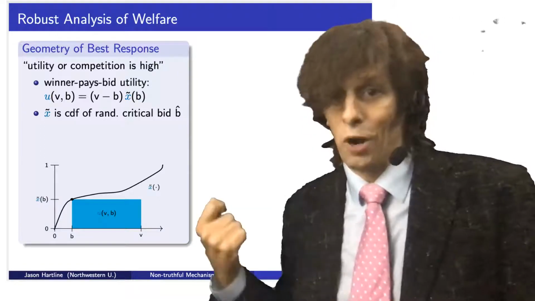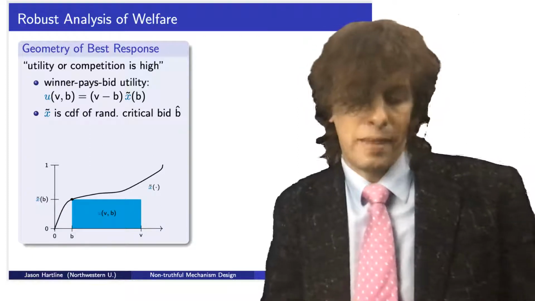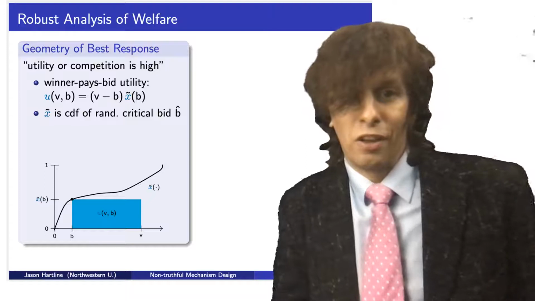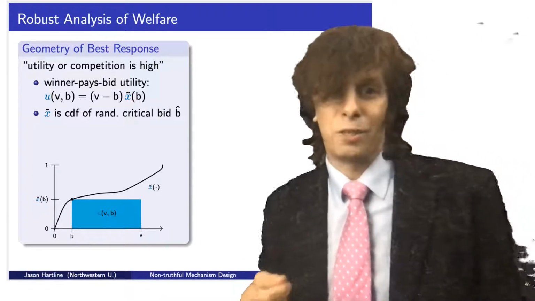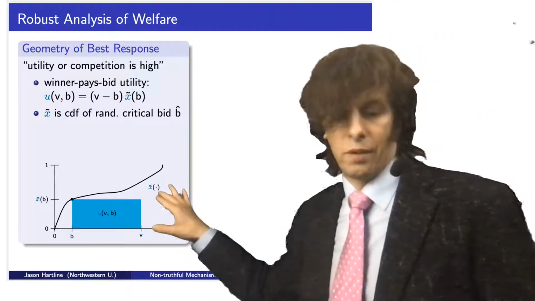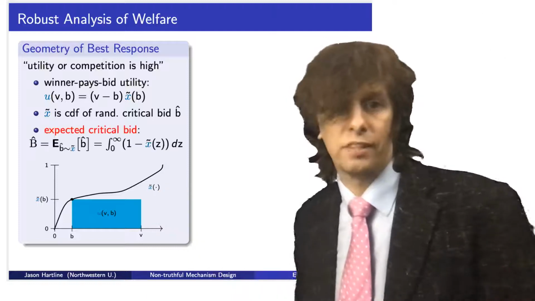If the bidder bids more than the other bidders, then they win. If they bid less, they lose. And so what we care about is the distribution of the highest of the other bids. And in fact, that distribution is exactly this x tilde. Okay, so we can view x tilde as the CDF of a random critical bid for this agent.